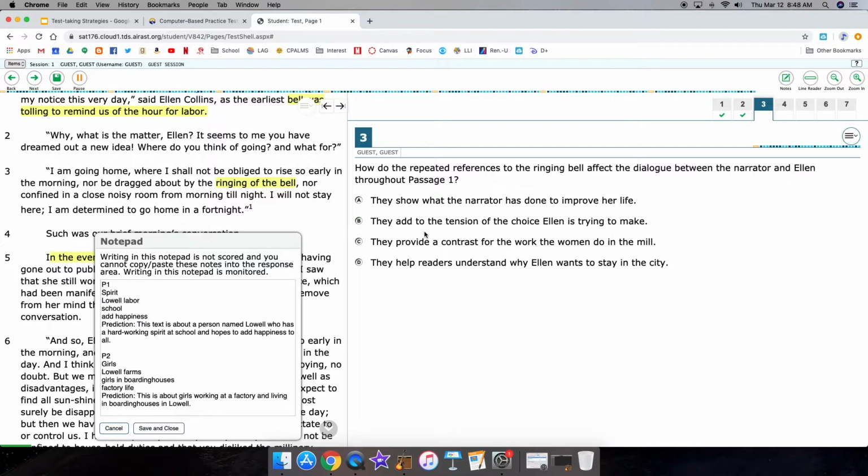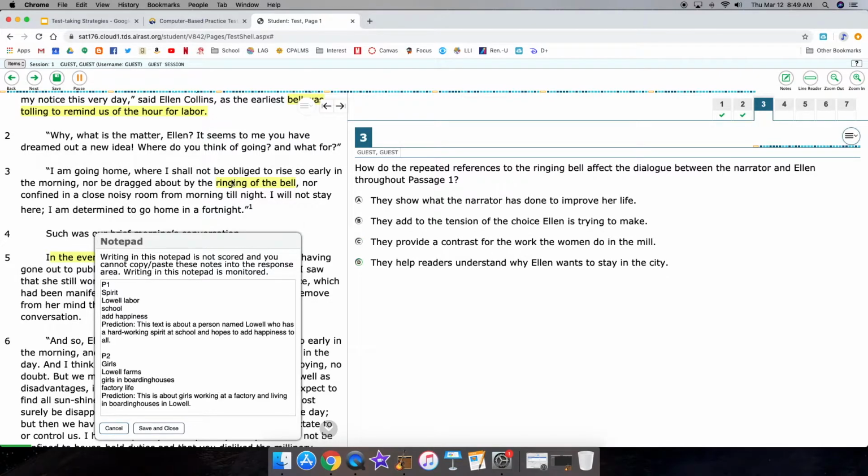B. They add to the tension of the choice Ellen is trying to make. Well, if they're stressing her out, that is tension, so it could be B. C. They provide a contrast for the work the women do in the mill. Contrast means different, but the bell reminds her of the mill, so that would be same. So I think that would be gone. D. They help readers understand why Ellen wants to stay in the city.